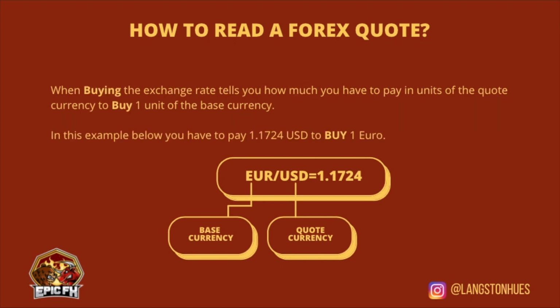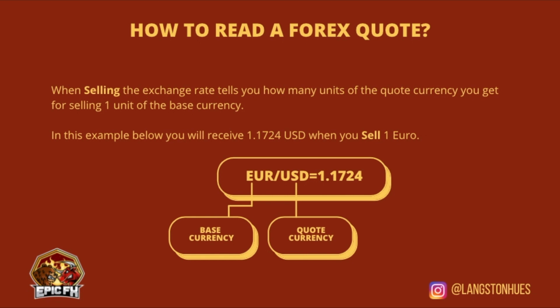When buying, the exchange rate tells you how much you have to pay in units of the quote currency to buy 1 unit of the base currency. In this example below, you have to pay 1.1724 US dollars to buy 1 euro. When selling, the exchange rate tells you how many units of the quote currency you get for selling 1 unit of the base currency. In this example below, you will receive 1.1724 USD when you sell 1 euro.